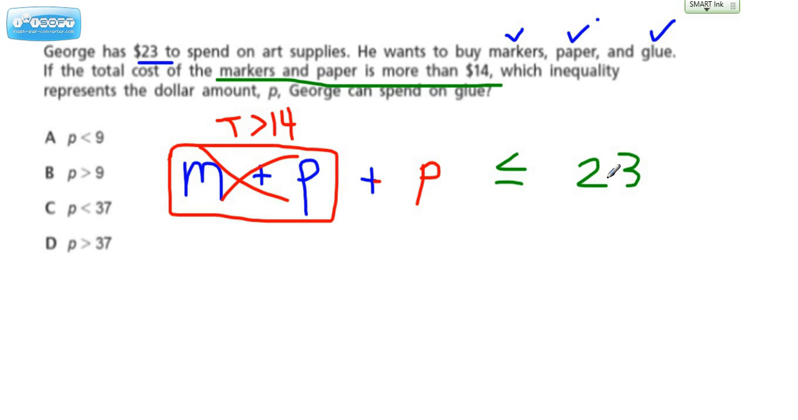Now here's what I suggest you do next. There's only two numbers that they give you here. They give you the number 9 and they give you the number 37. What I would propose is that you try to use substitution, put the 9 in the place of P and see if this is true, then put the 37 in the place of P, and you're going to clearly be able to eliminate one of the choices.